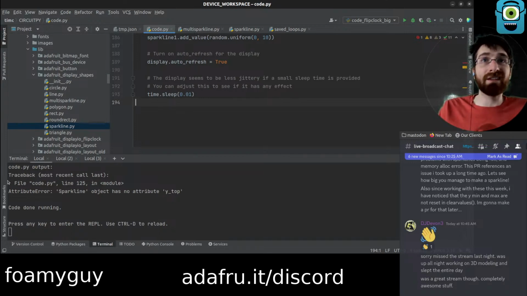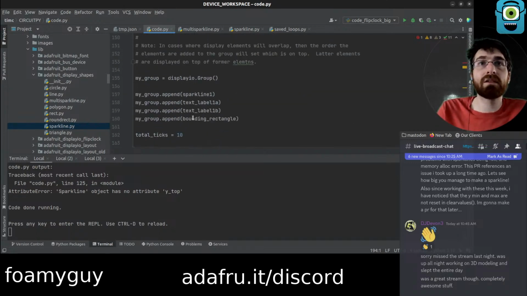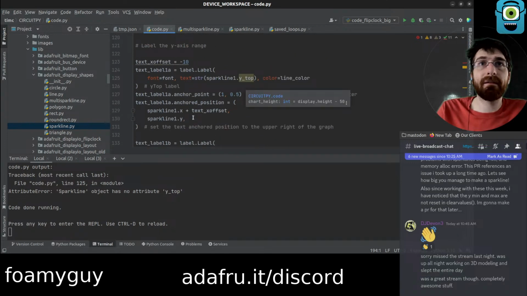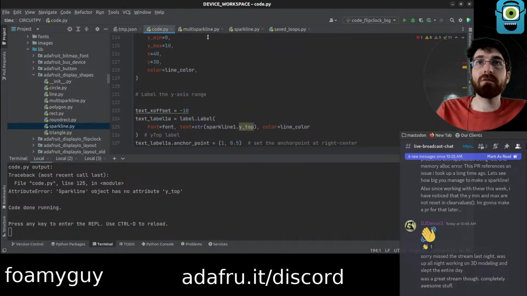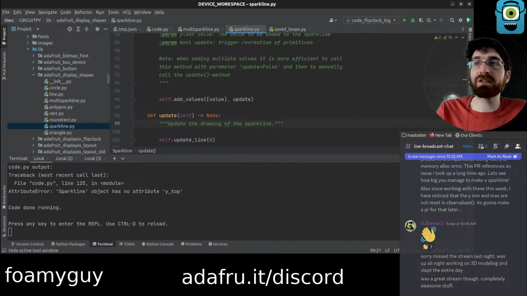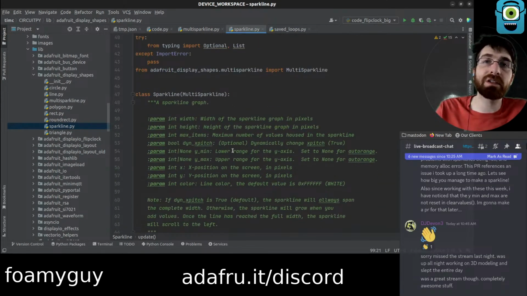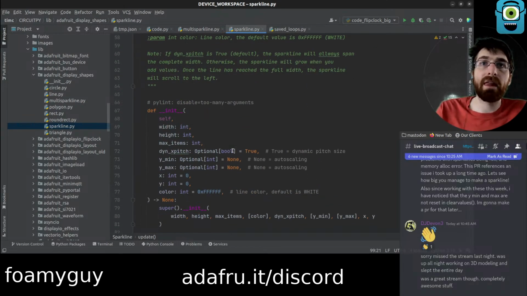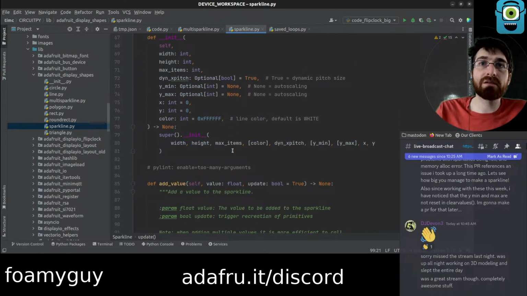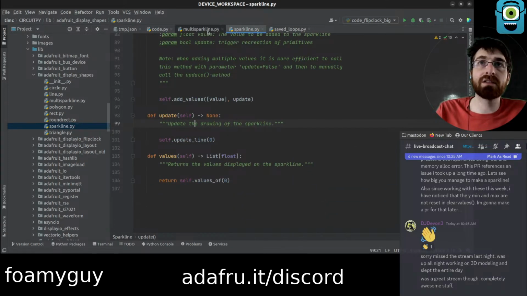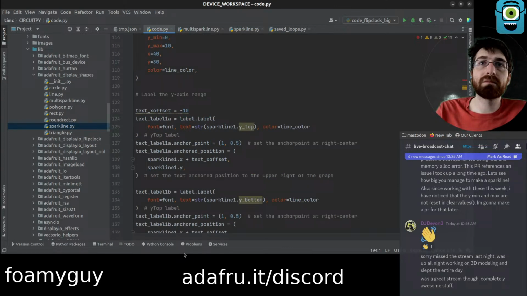So Sparkline has no Y top. CircuitPy 125. Fair enough. It used to have a Y top. Probably has something similar. It's just, did it get renamed or something? Or, well, this extends multi-sparkline now. There's Y min, Y max. Is that what that is? Y top. Y bottom.